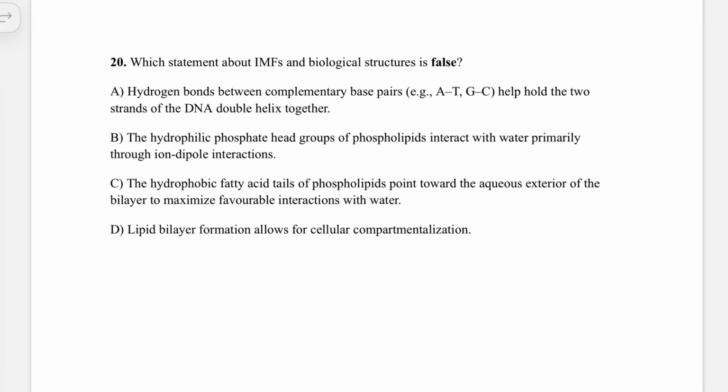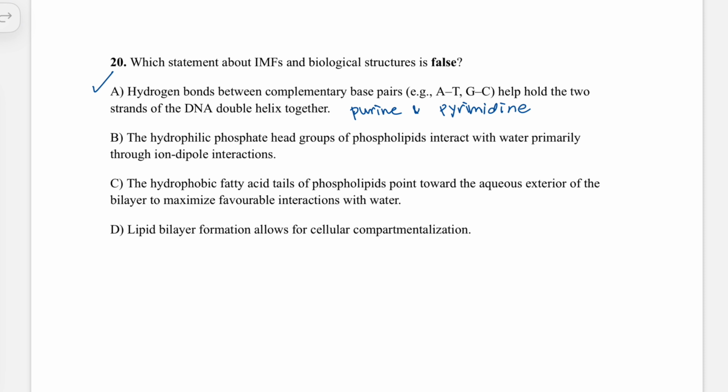Final question. Which statement about IMFs and biological structures is false? A. Hydrogen bonds between complementary base pairs help hold the two strands of the DNA double helix together. This is true. I think everyone learned this in biology class, but we have hydrogen bonds between purines and pyrimidines, which keep the double helix together.